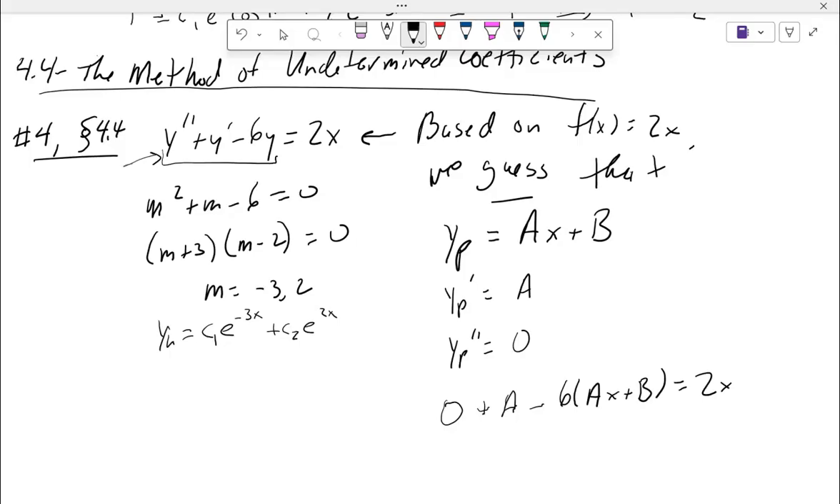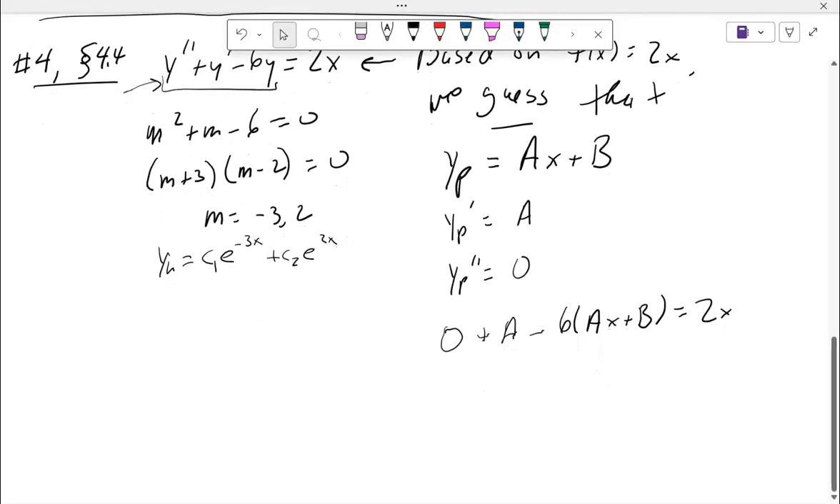And now we're going to set up a system of equations. Ordinarily, these equations won't be horribly hard to solve. Okay? Sometimes they get a little bit nasty, but most of the time they're not. So let's just multiply things out here. This you'd have negative 6ax, and then plus a minus 6b has to equal 2x. Right? Got the x terms and the constant terms. Let's just put them together. Okay?